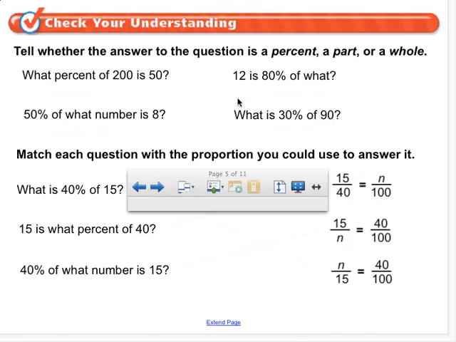Isaiah, do you mind trying to do 12 is 80% of what? Okay, can you try to figure that one out? And then this last one, can I get a volunteer for this last one? No volunteer. Leonardo, could you try this last one? What is 30% of 90? Give that one a try.